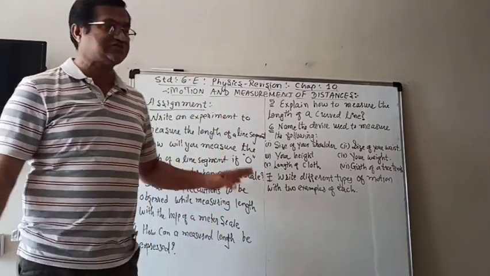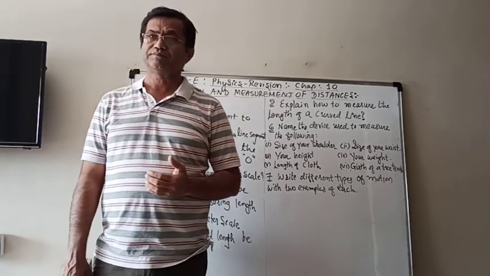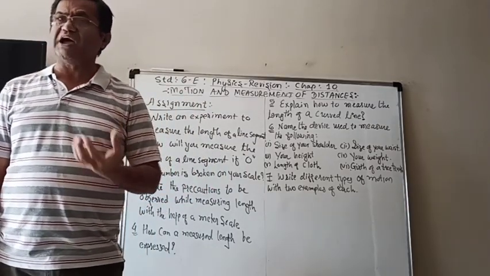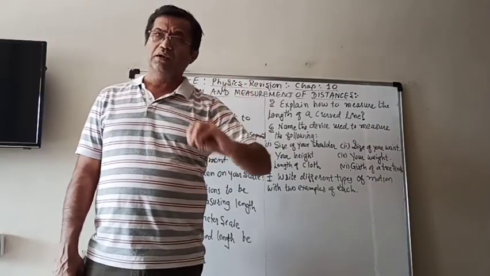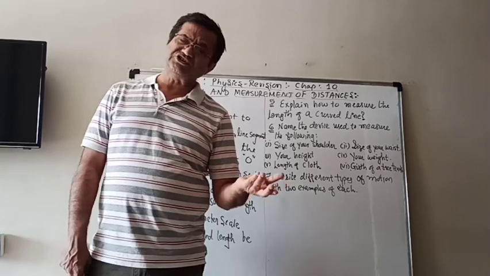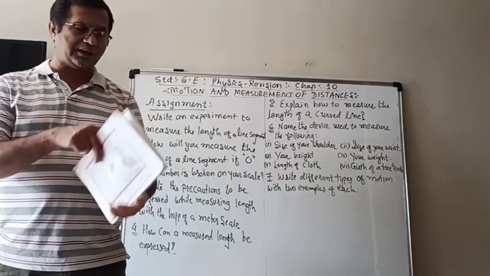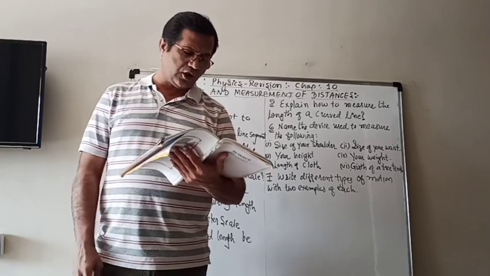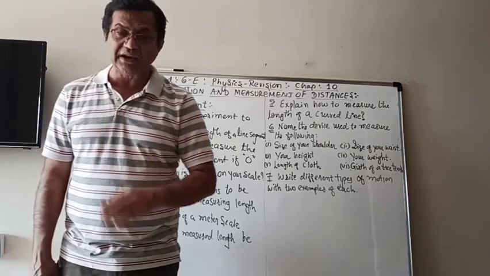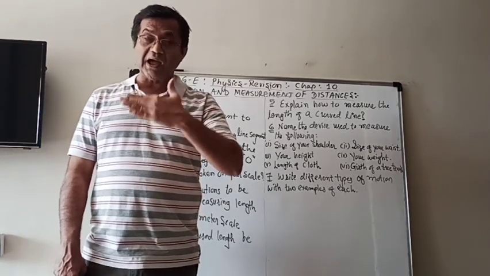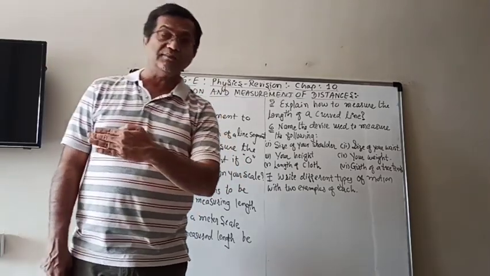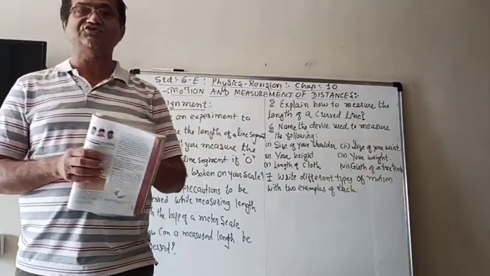Second thing we already discussed, that if the 0 is broken, that is also a precaution. If 0 is broken, then you have to start with the first available whole number and then you subtract the initial number from the final number. Third thing to observe is the correct position of the eye. When you read the final position, your eye must be exactly above that reading. It should not be to the left or to the right, as shown in this figure.